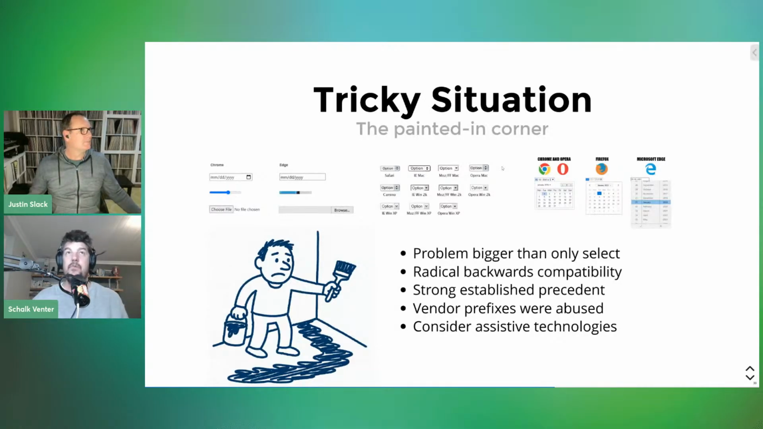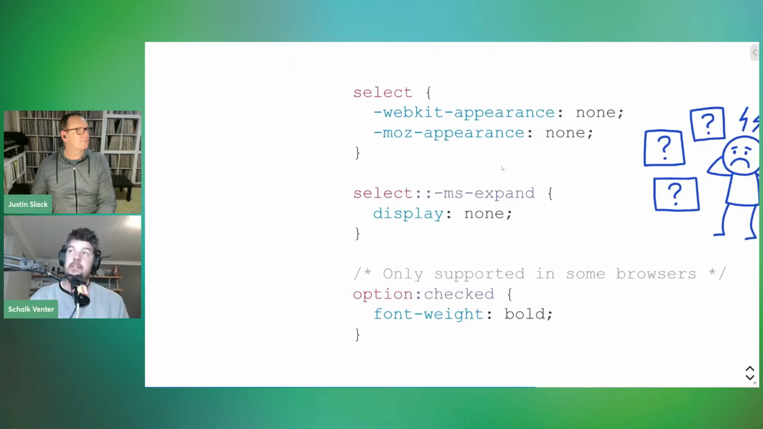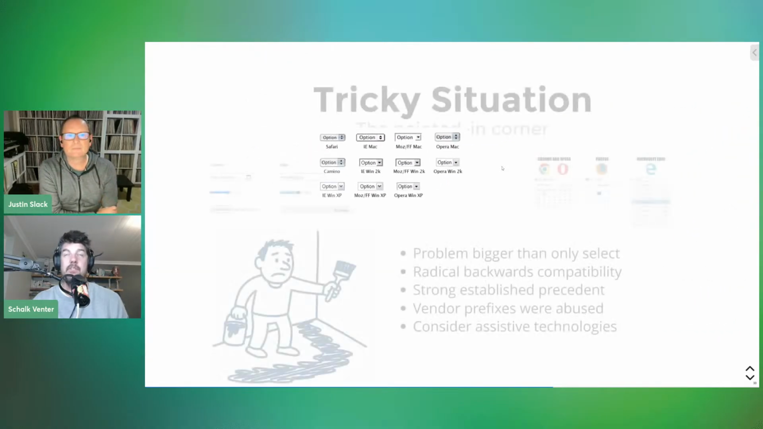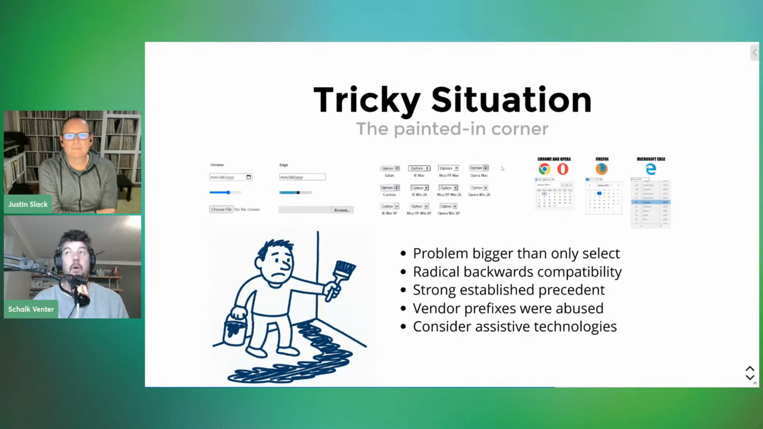You find this across the board. Like select is a little microcosm, but like date selectors, file uploading, and so forth. And the situation that we find ourselves in with vendor prefixes and stuff just started getting out of hand, and it was compounded by the problem actually ended up being bigger than just select, and like this adherence to radical backwards compatibility, and a very strong established precedent of actually not doing that. So it kind of went against what was considered best practice on the web.